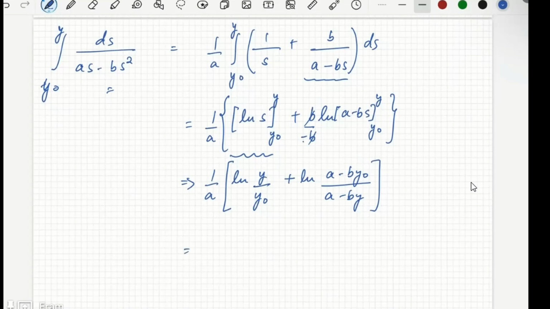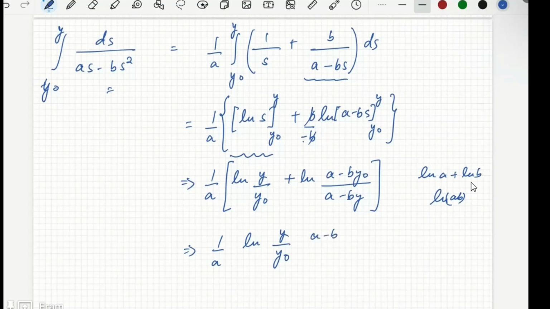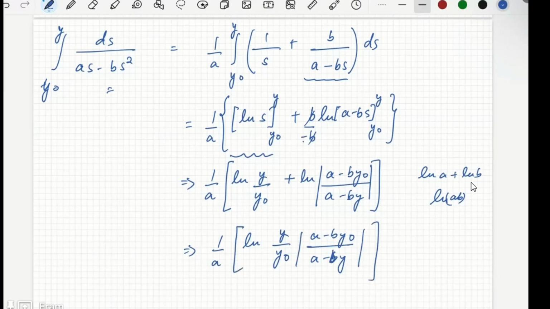Yes. Now these logs are in addition, so we can write multiplication, because ln a plus ln b is nothing but ln of a times b. So this property we are using. So this will give us a minus, obviously the argument should be positive. So this is the integration of the left term.